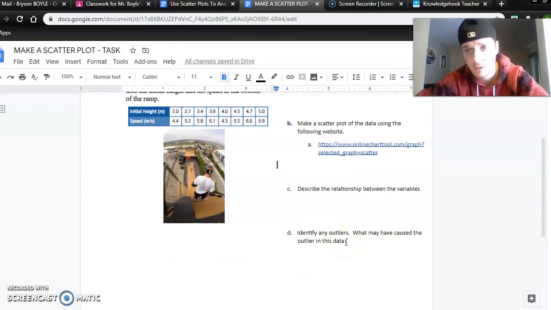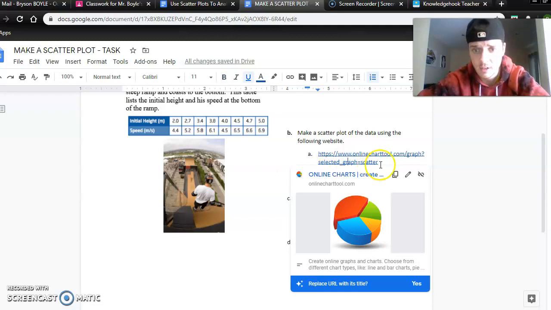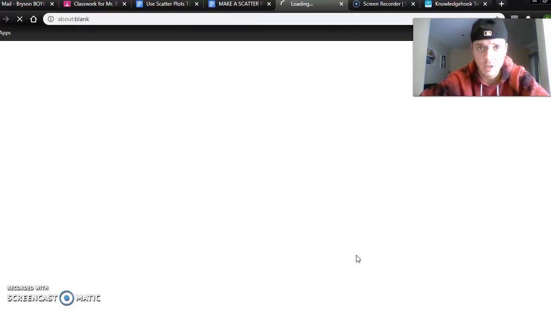So how you're going to do this, because you can't really make a scatter plot on a Microsoft Word document, I found this website. So I'm going to show you how to use it real quick. This is a part of the video I need you to pay attention to, all right? Because it's important you get this all set up properly so it works for you. You're going to open this link. Open link, and it'll bring you to this website right here.